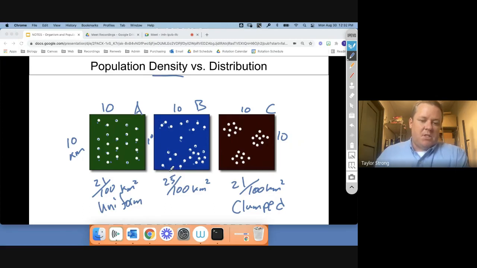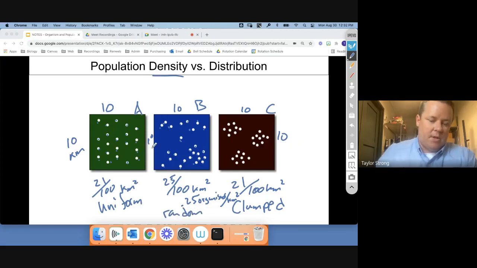Whereas B does have a higher density, because it is 25 organisms per 100 kilometers squared, which by the way, don't forget, is 0.25 organisms per kilometer squared. Just do the math right there: you can divide 25 by 100 and get 0.25 organisms per kilometer squared. Well, this is showing a random distribution, right? Some are clumped together, some are spaced apart. It seems like it doesn't follow any sort of pattern.